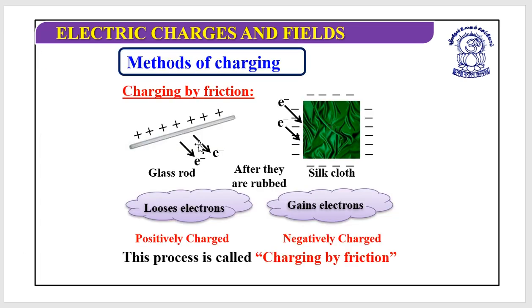Can you recall it? Look at this. So, first method is method of charging, and we are going to use charging by friction. What we are going to do is take a glass rod and a silk cloth. When we rub this glass rod and silk cloth, after certain time of rubbing with each other, glass rod becomes positively charged body and silk cloth becomes negatively charged body.